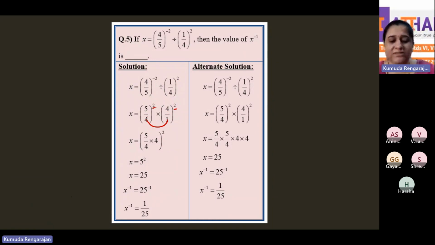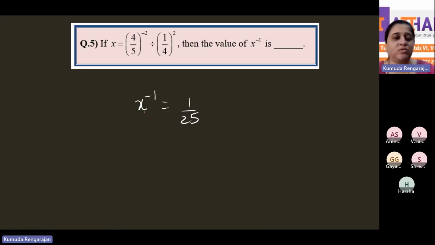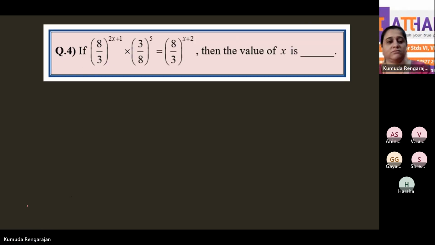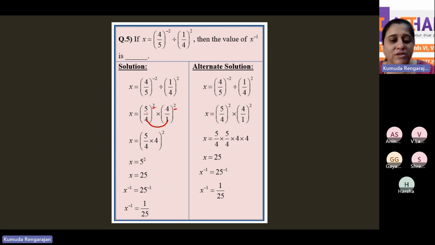So it's like this one, a by b into c by d. You can use this rule. a by b to the power m into c by d to the power m is equal to multiply the bases, a by b into c by d, the whole power m. So multiply the bases 5 by 4 into 4 by 1, which is nothing but 4, the whole square. So 4 gets cancelled.